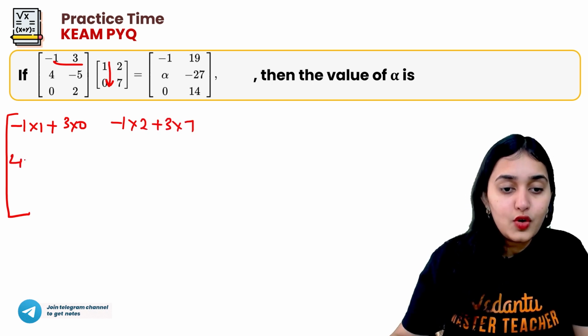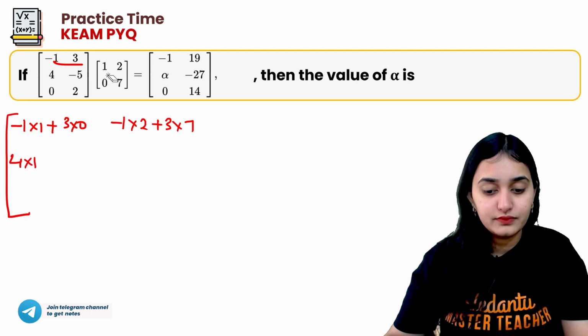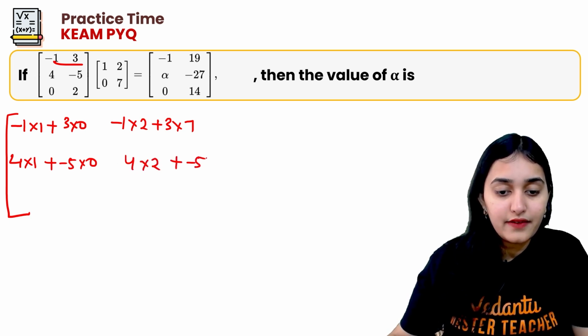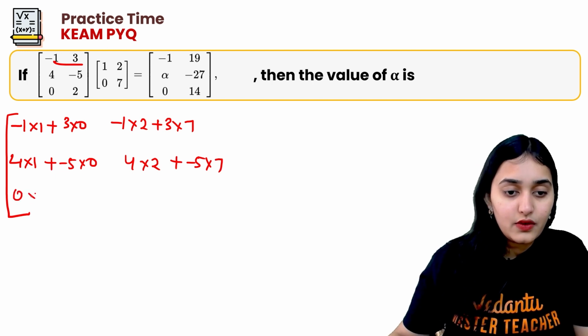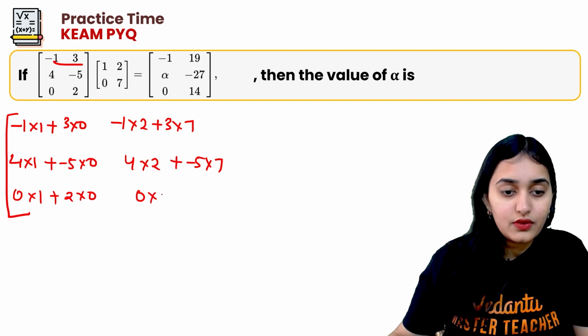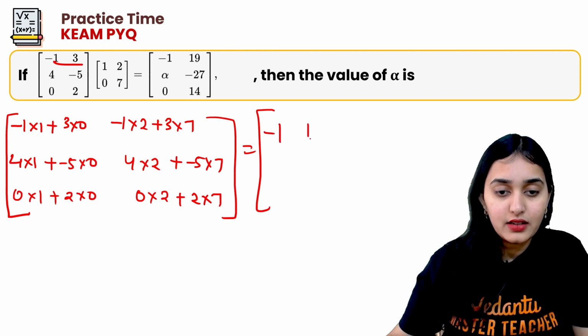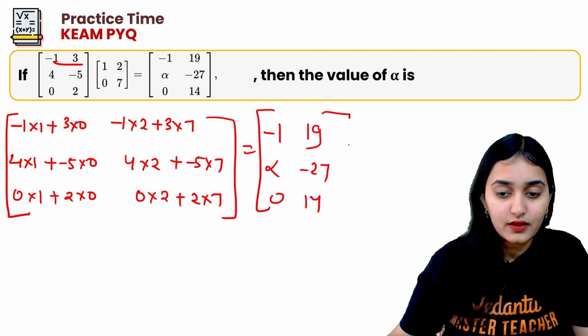Similarly, 4 into 1 plus minus 5 into 0. And 4 into 2 plus minus 5 into 7. 0 into 1 plus 2 into 0. 0 into 2 plus 2 into 7. This is equal to minus 1, 19, alpha, minus 27, 0, 14.